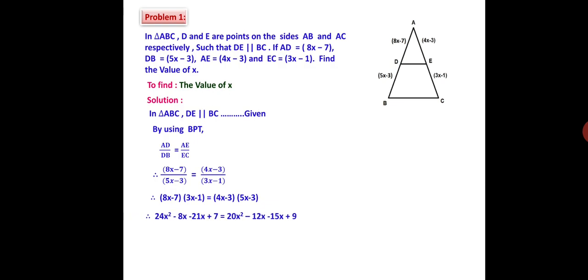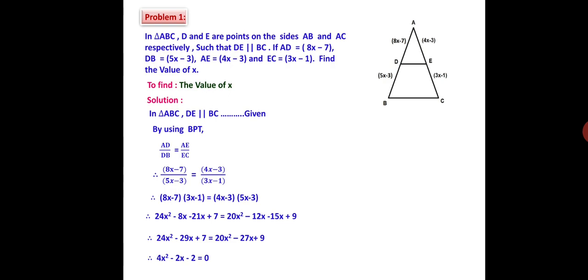Now simplify this. After simplification, you get 24x square minus 8x minus 21x plus 7. You have to multiply these two brackets on the left hand side. On the right hand side also you have to multiply these two brackets, and you get 20x square minus 12x minus 15x plus 9. So we'll again simplify. 24x square, the addition of minus 8x and minus 21x will be minus 29x plus 7. On the right hand side 20x square, the addition of minus 12x and minus 15x is minus 27x plus 9. Let us again simplify.